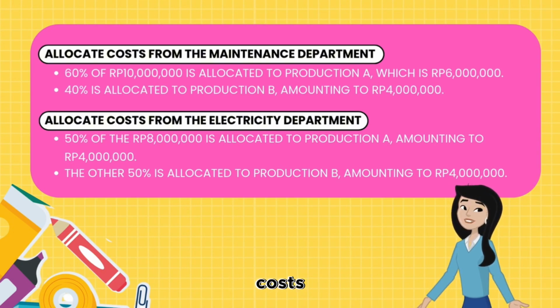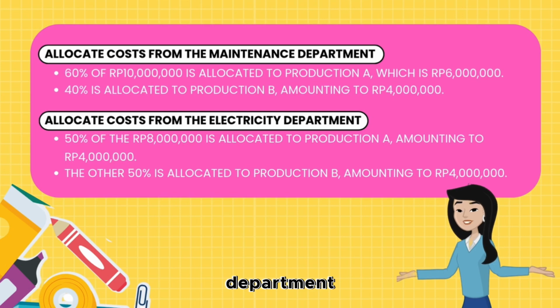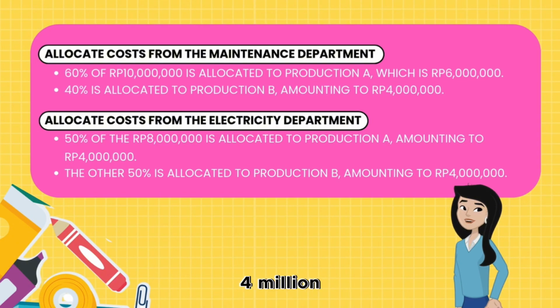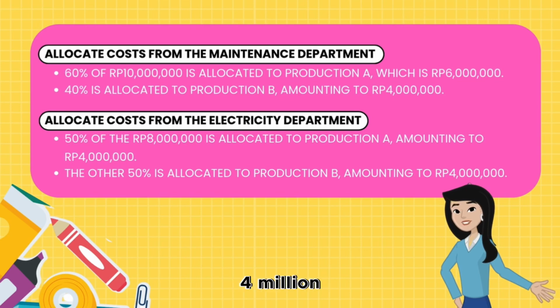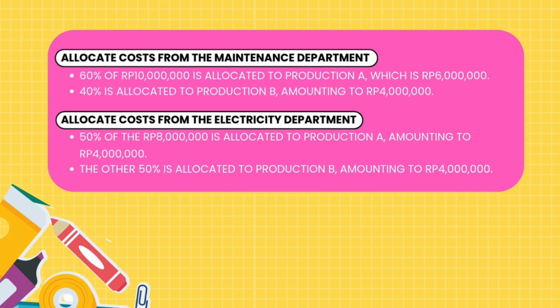Next, we allocate costs from the electricity department. 50% of the 8 million Indonesian rupiah is allocated to production A, amounting to 4 million Indonesian rupiah. The other 50% is allocated to production B, amounting to 4 million Indonesian rupiah.